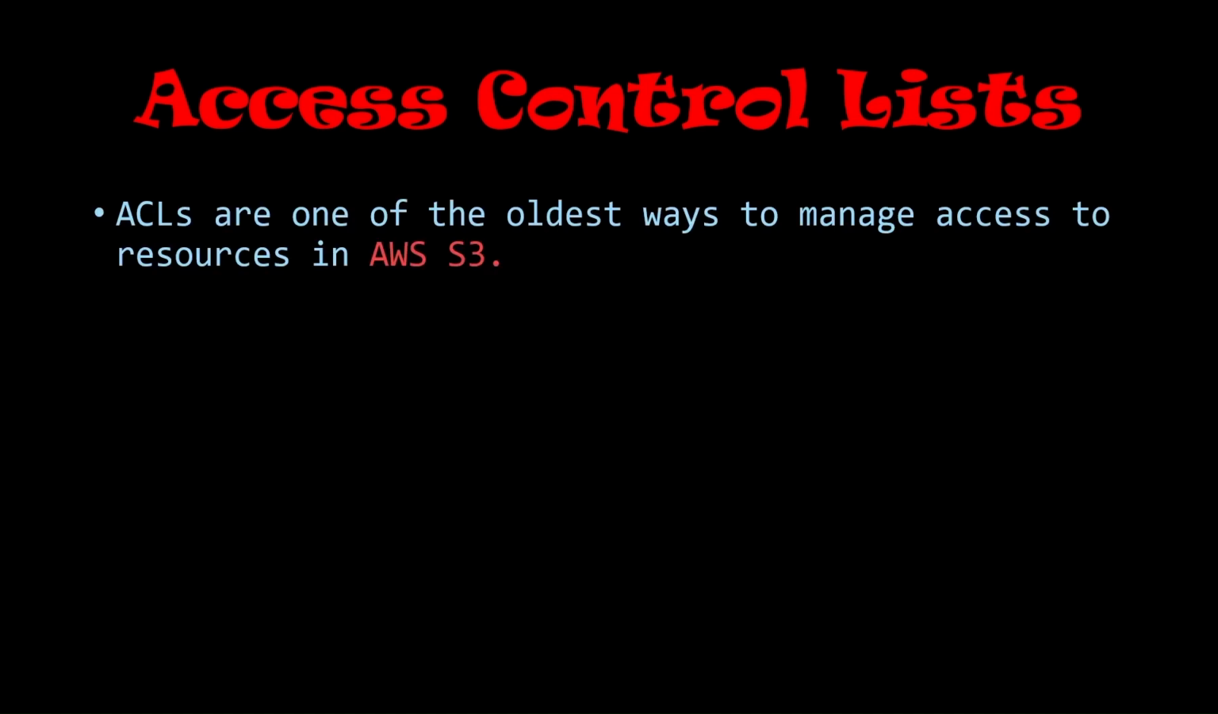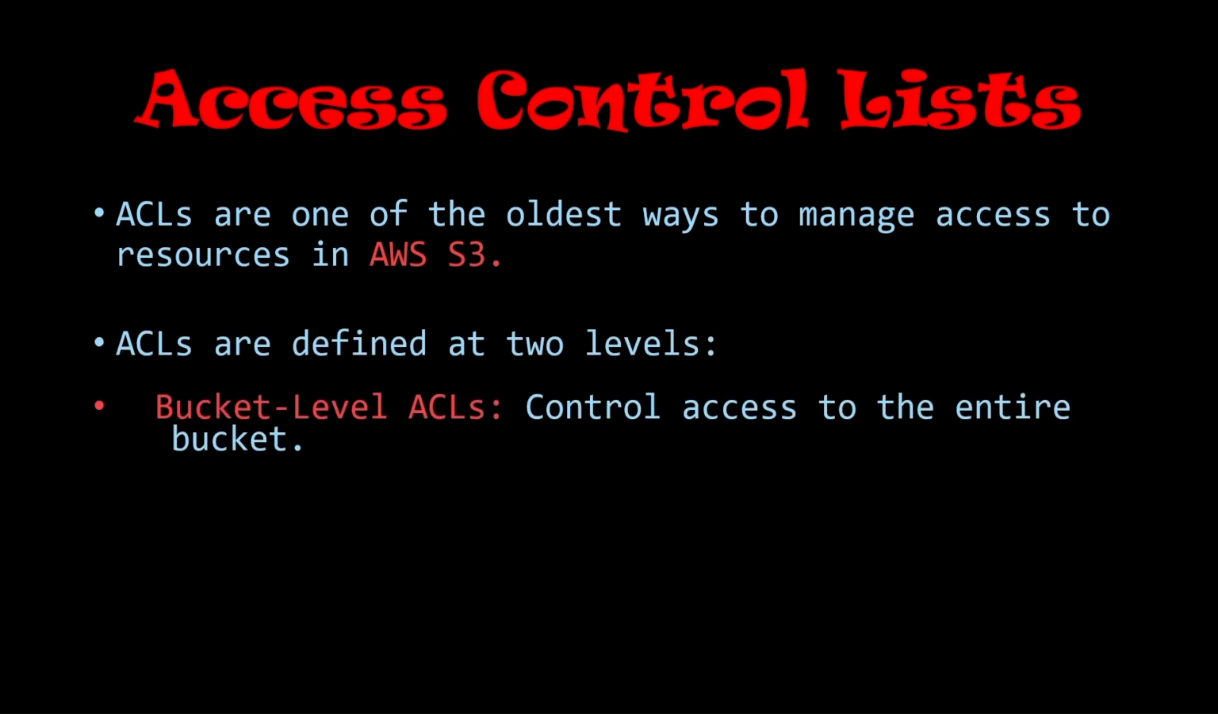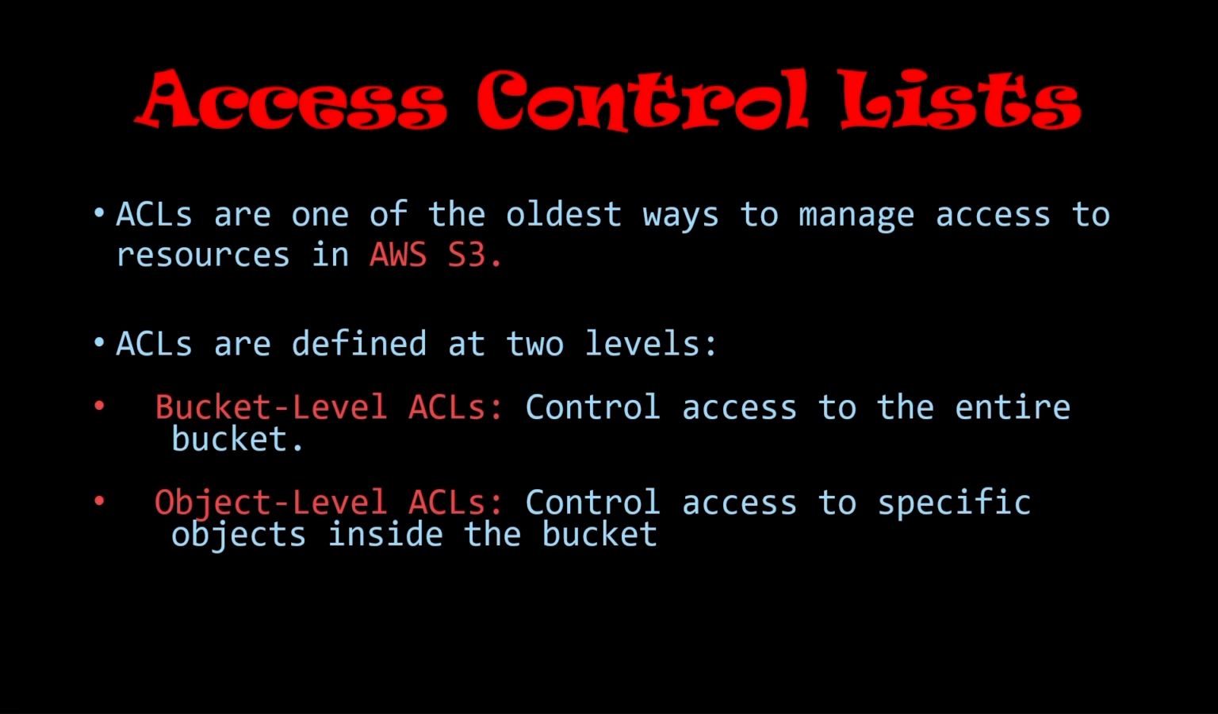Firstly, let's learn what are access control lists in S3. ACLs are one of the oldest ways to manage access to resources in S3. Using ACLs, one can control who can access your S3 buckets and objects, and also what actions one can perform, basic operations like read, write, list.